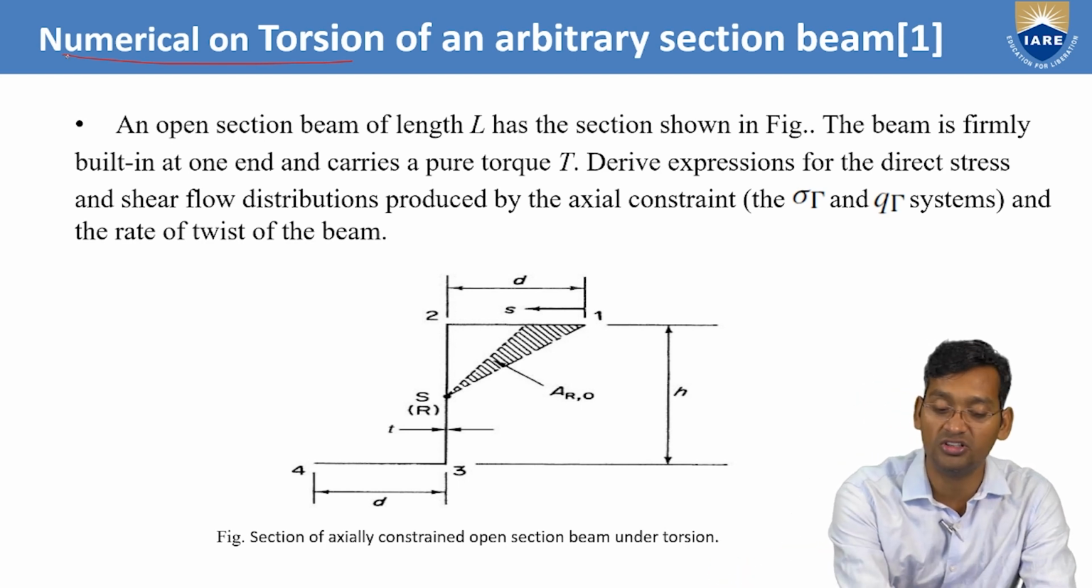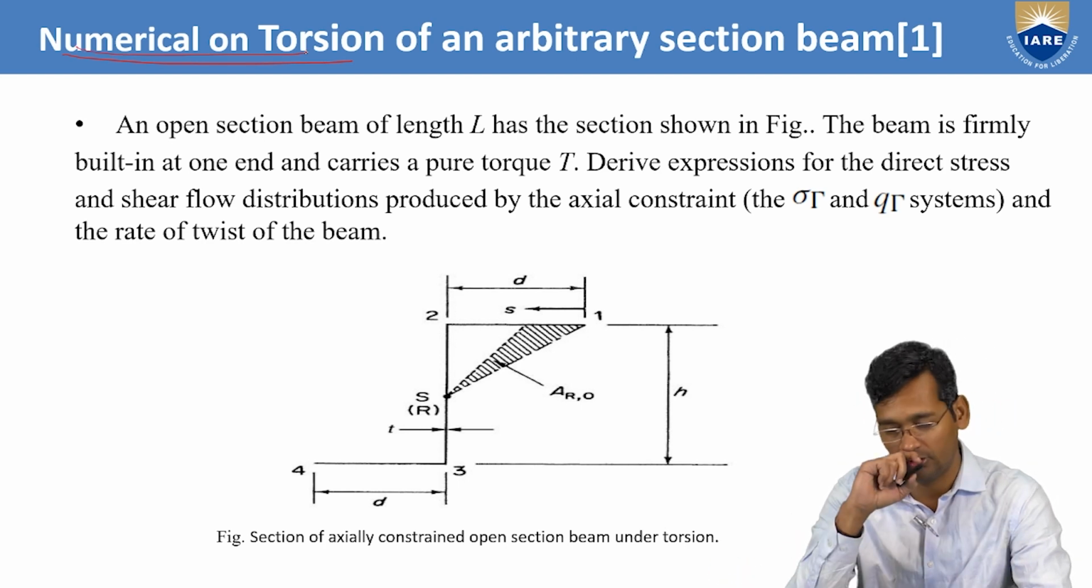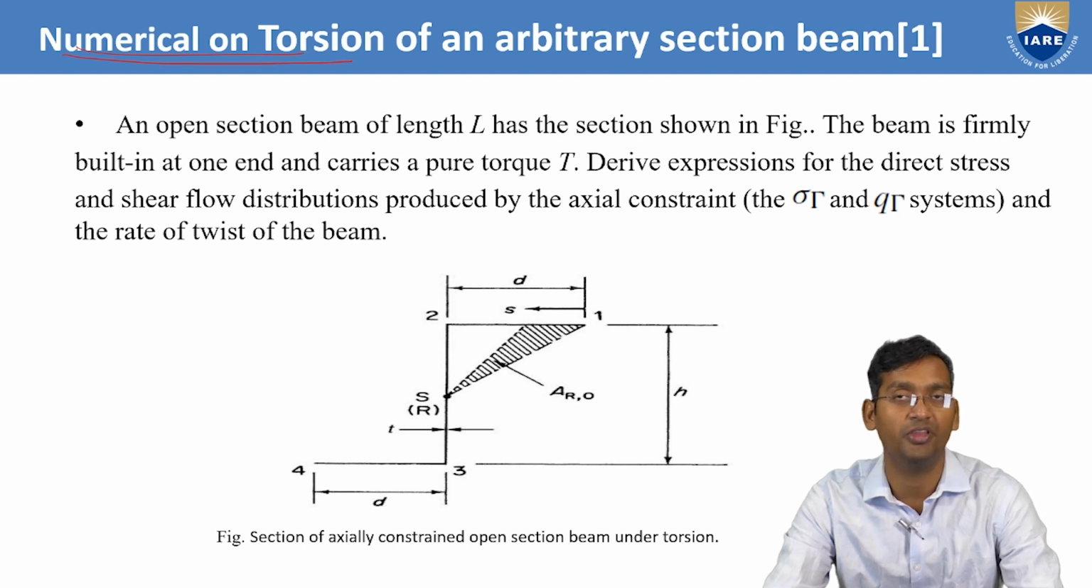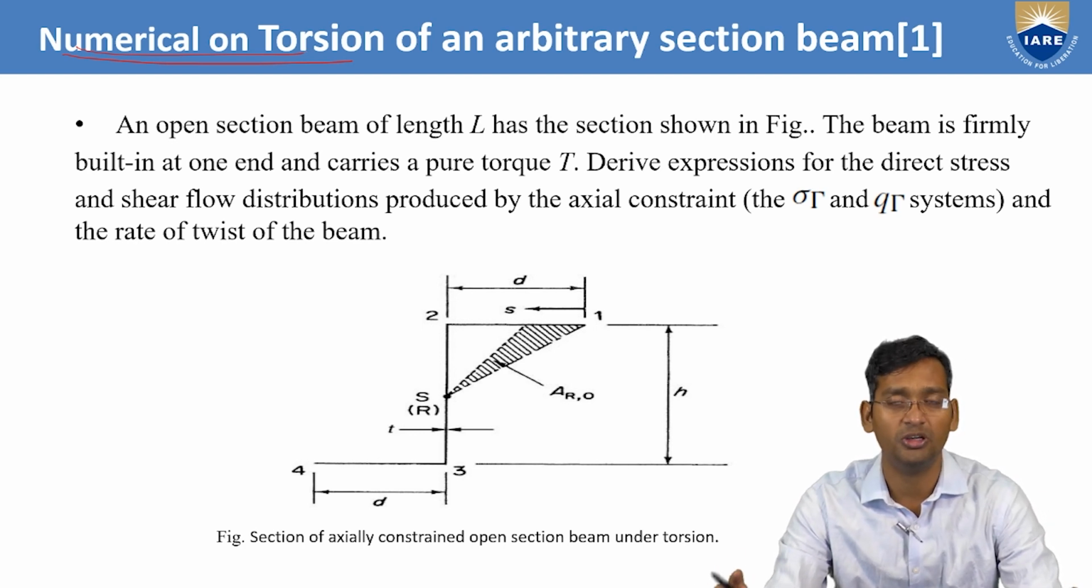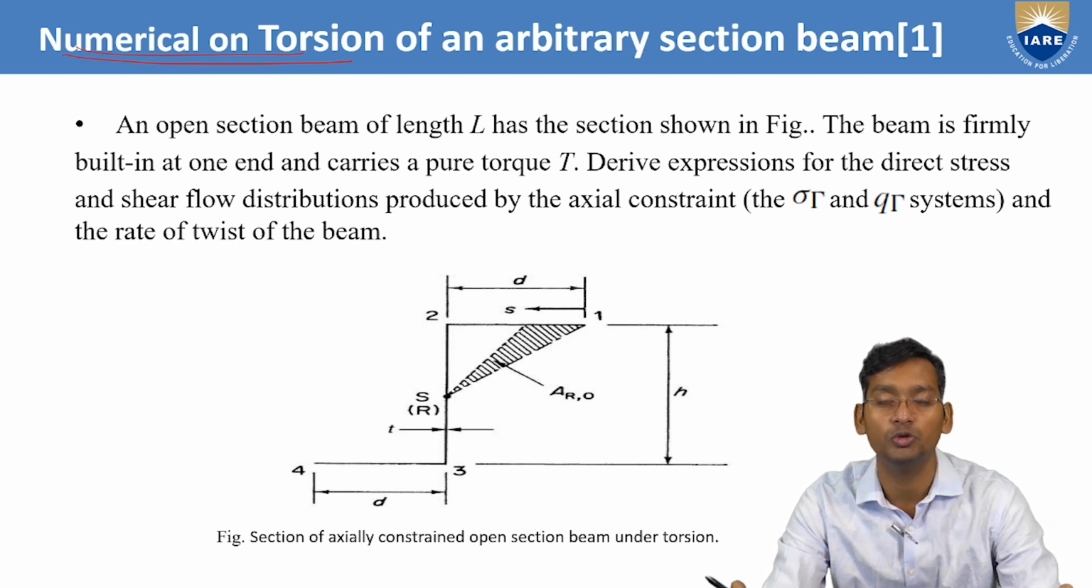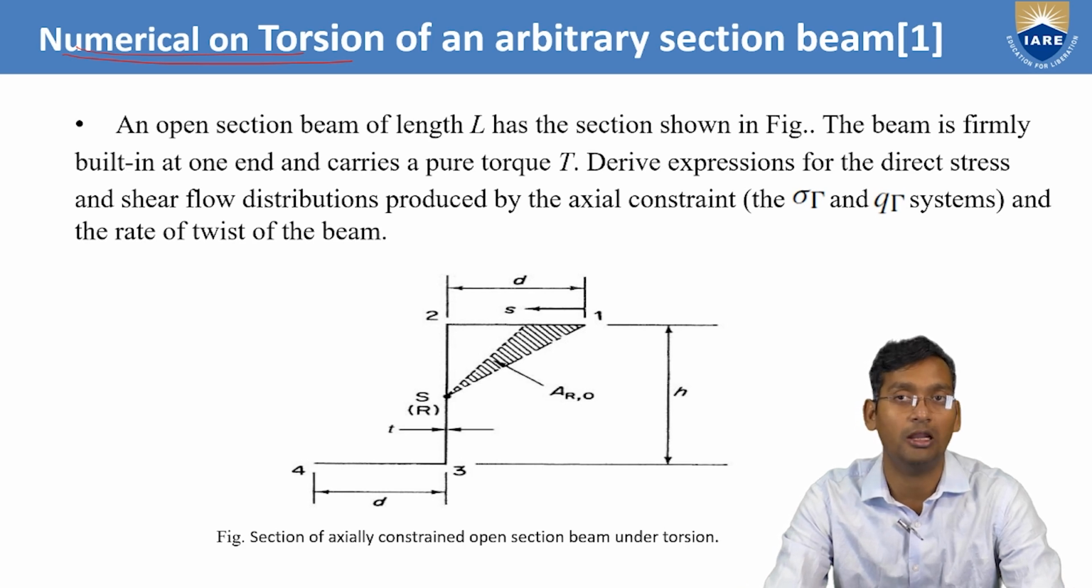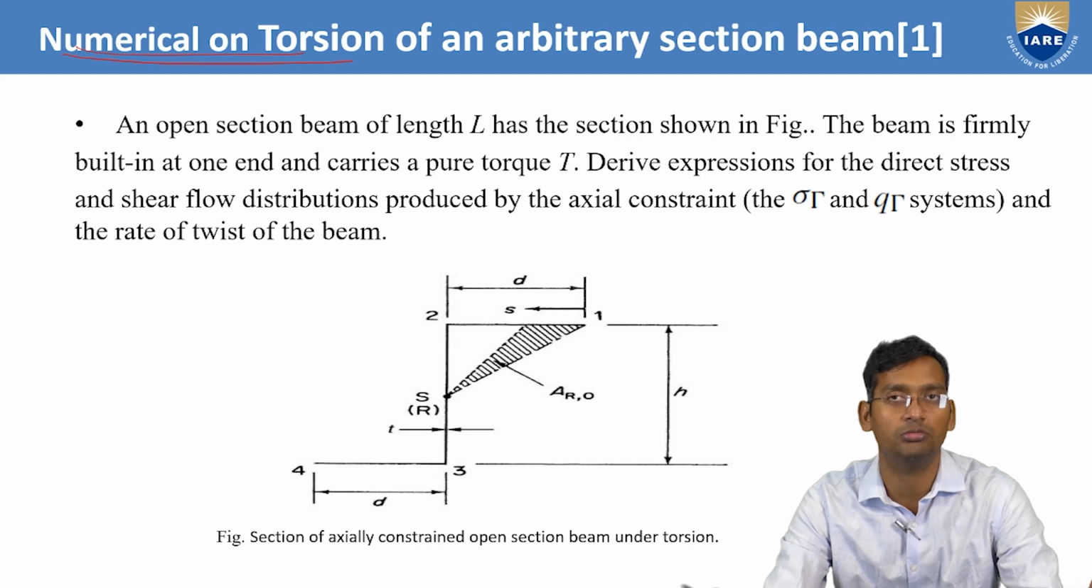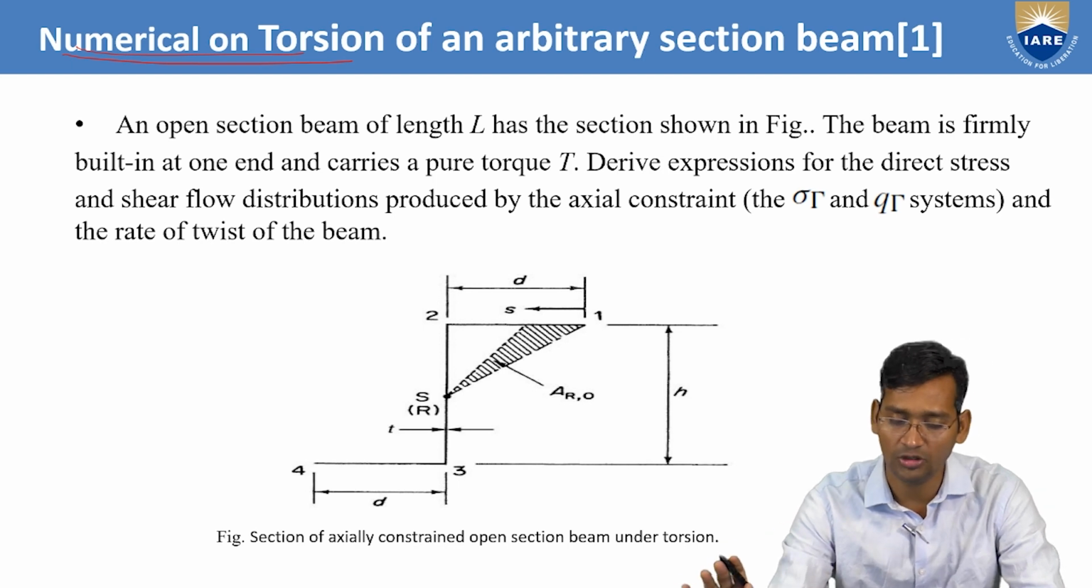So that's why I mentioned here numerical on torsion. Based on this, the numerical will also be there. Make sure whether they ask for the derivation or give values. If values are given, then simply use the formula, substitute the values and get the answer. If not, then derive that one. Okay, so now just see.